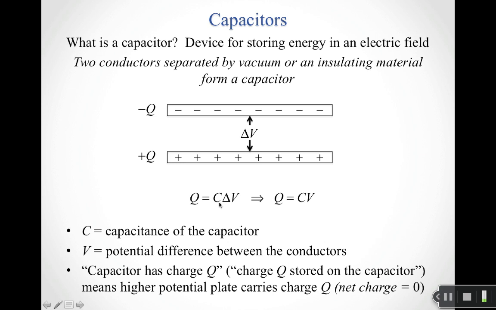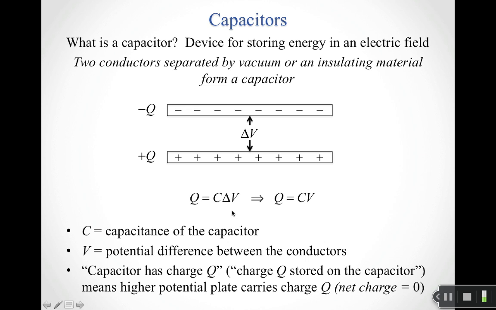So for starters, C here is the capacitance. That's the fundamental quantity of a capacitor. Instead of writing delta V, we're going to choose to write V, but we want to recognize that it's just the potential difference between the conductors. So when we talk about the voltage across the capacitor, or the potential of the capacitor, really what we're talking about is the potential difference between those two plates.